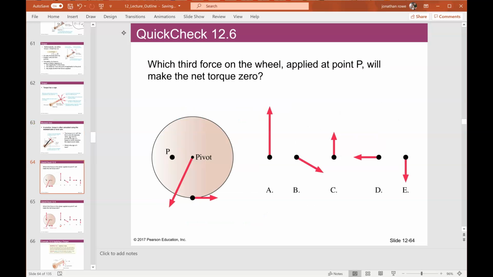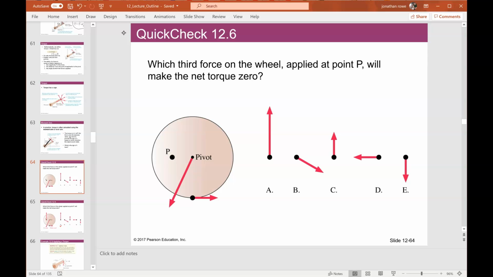Okay, here's a quick check. There's this object, and there's this force right here, and a force right here. It wants to know what force at P will cause the net torque to be 0. In other words, keep this thing from rotating at all. Have you guessed it yet? I think it's A.